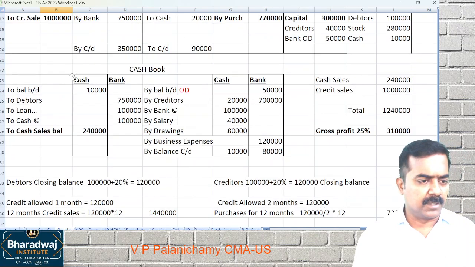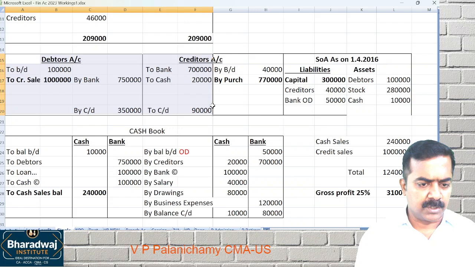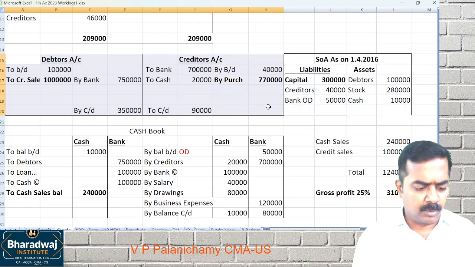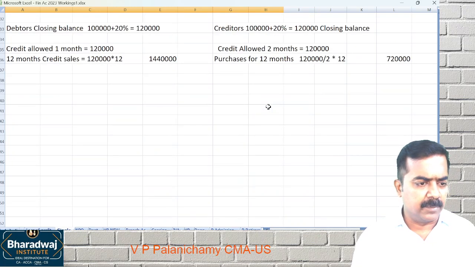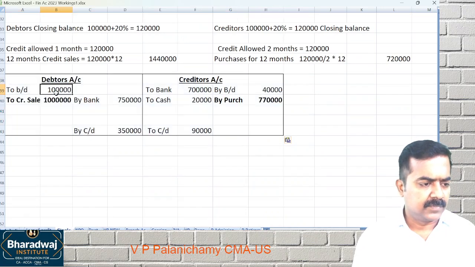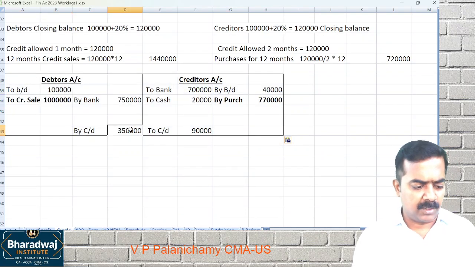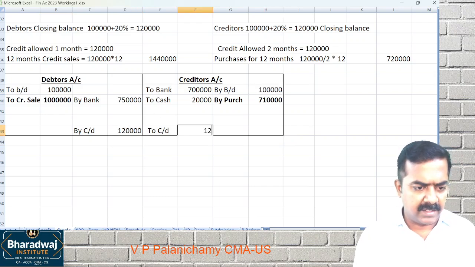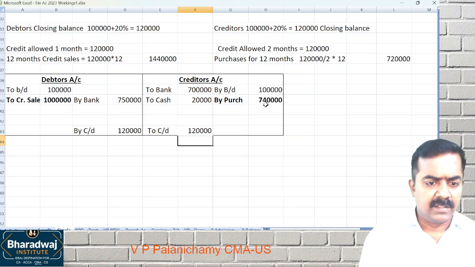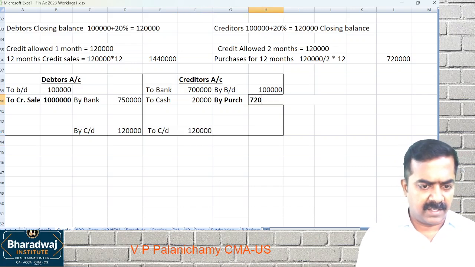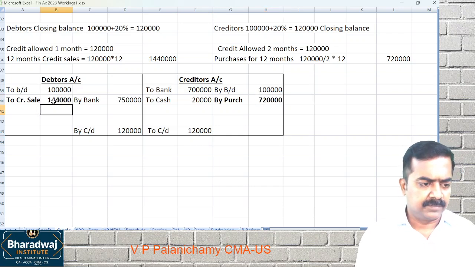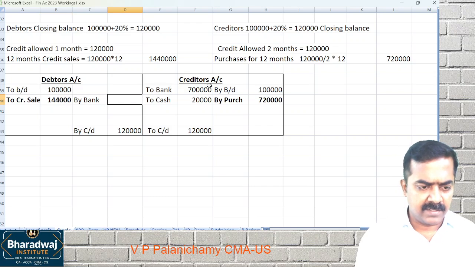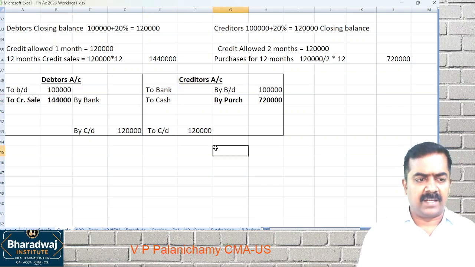Now we can prepare which account? Debtors account and creditors account we can prepare. Opening statement of affairs is given already, no need to prepare. Start. Debtors account: opening balance 1 lakh, closing balance 1 lakh 20 is given. Creditors: opening balance 1 lakh, closing balance 1 lakh 20, an increase. Then purchases are 7 lakh 20, credit sales is 14 lakh 40. Then post all the other things and try to get if there is any balancing figure.